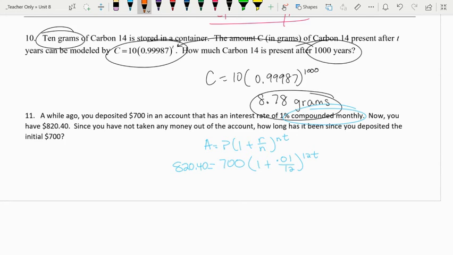Now all we have to do is solve for t. So the first thing I would do is divide by 700. And we get 1.172. I'm going to also simplify the 0.01 divided by 12 plus 1. And that gives me 1.00083 repeating. So we are going to ln both sides, which drops down the 12. Not ln. We are going to log both sides. ln is only used when it's e.